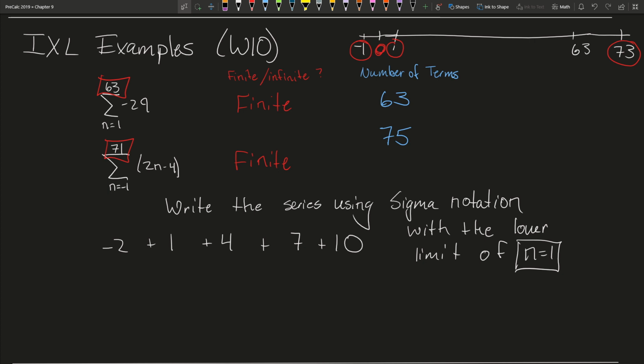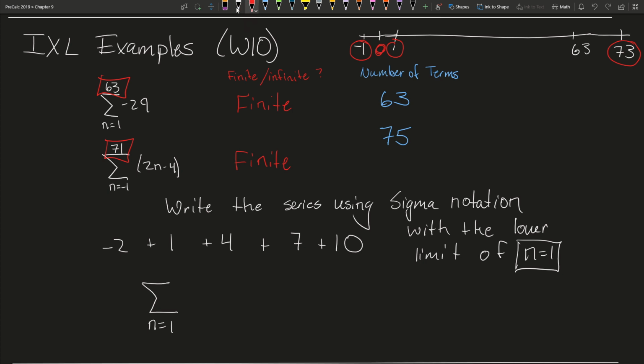All right, and then we get this bottom example. It says write the series using sigma notation with the lower limit of n is equal to 1. The first step is to actually get that sigma notation right. It'll always be this sigma, and the lower limit that it gives you will always go on the bottom. So that's step one, is just to get that lower limit. The upper limit is how many terms there actually are.